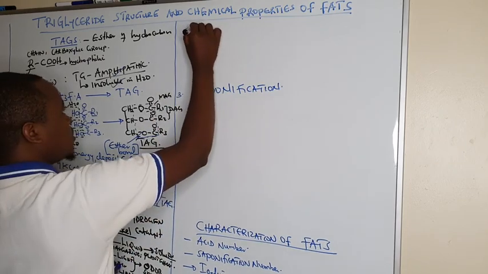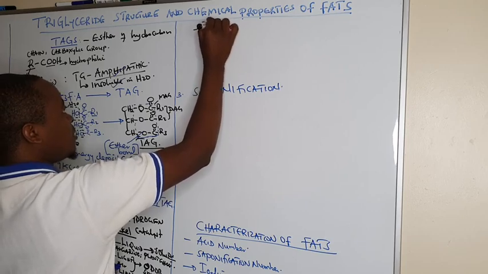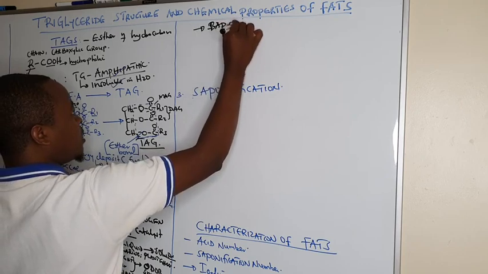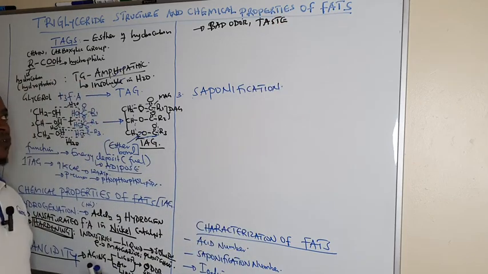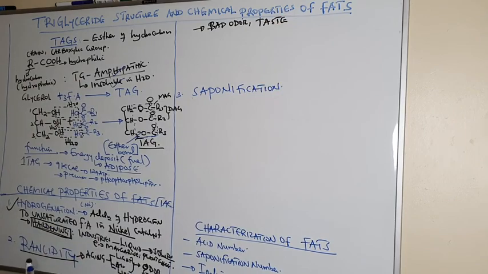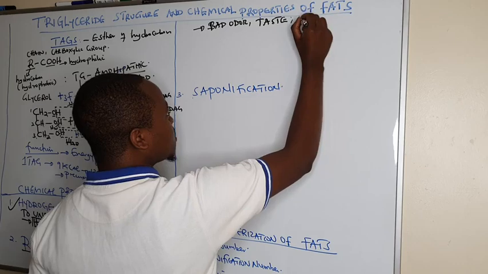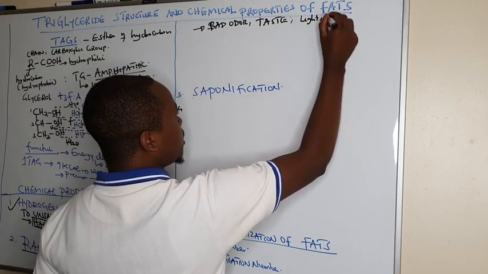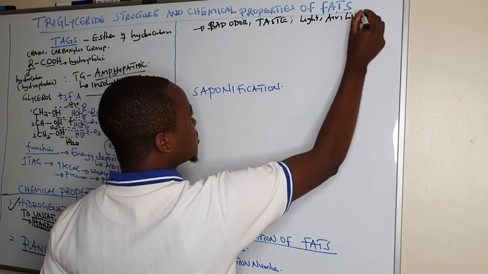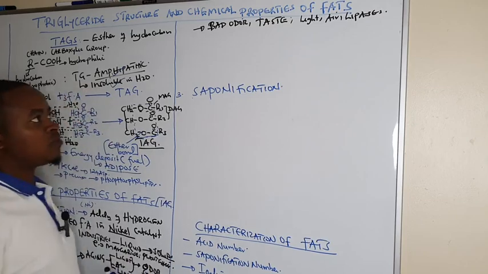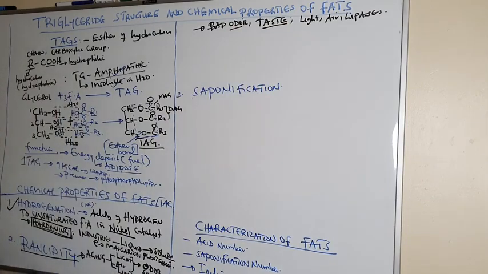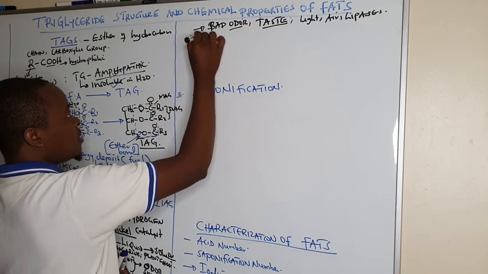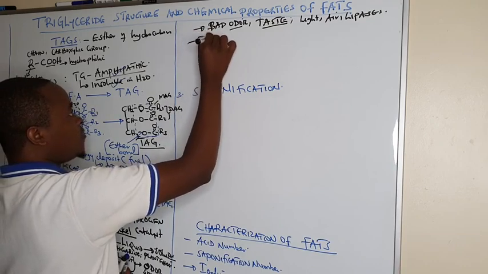So rancidity is the development of smell, bad odor, and taste of these fats or oils upon aging when they have taken long. And this one is due to exposure to light or air or enzymes like lipases. They bring about this. And this development of bad odor and taste in fats, which we are calling rancidity, can be categorized as oxidative rancidity.